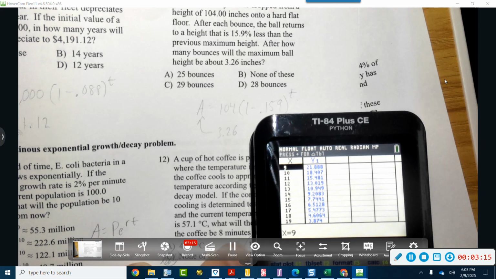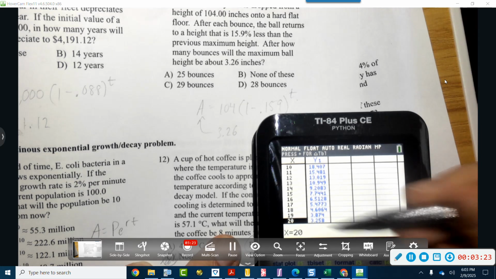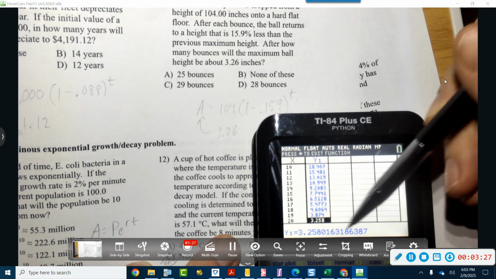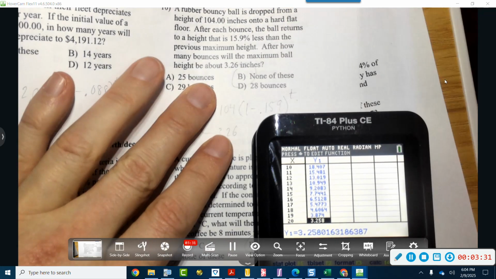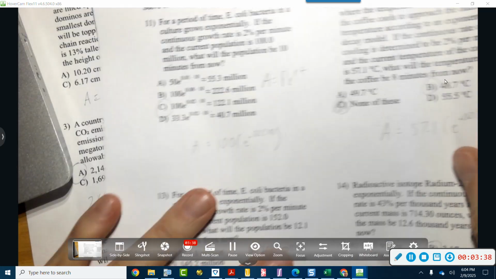And you see the function changed, and we are looking for 3.26 right there, exactly 20. If I go there, you see that they rounded to 3.26, so that's going to be exactly 20 bounces. And unfortunately, that is also a none of these. Okay. All right. Now the rest is pretty much easy.